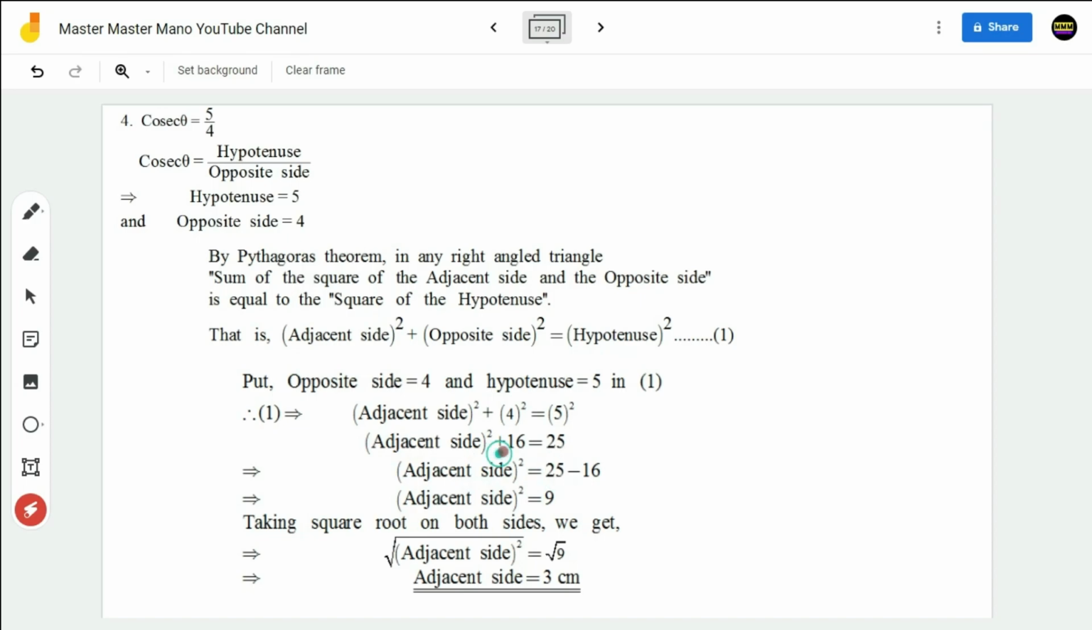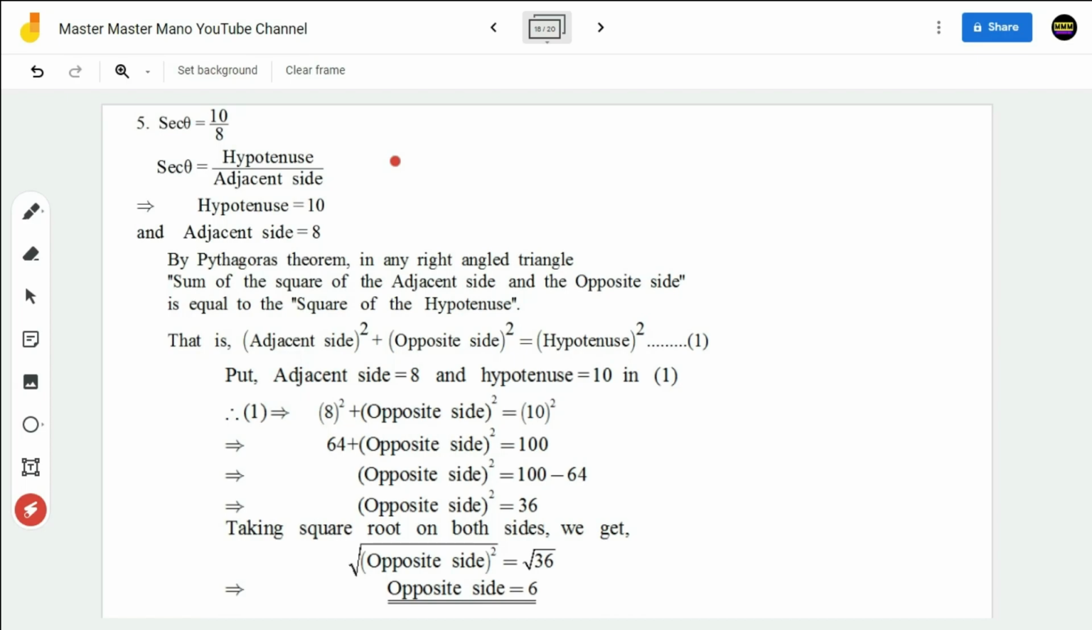When this plus 16 goes to the right hand side, it will be minus 16. Adjacent side square equal to 25 minus 16 will be 9. Taking square root on both sides, we get root of adjacent side square equal to root of 9. When root of adjacent side square is coming out of the root, it will be adjacent side equal to, when root of 9 comes out of the root, it will be 3 cm. Hence, we have found the length of the adjacent side by Pythagoras theorem.